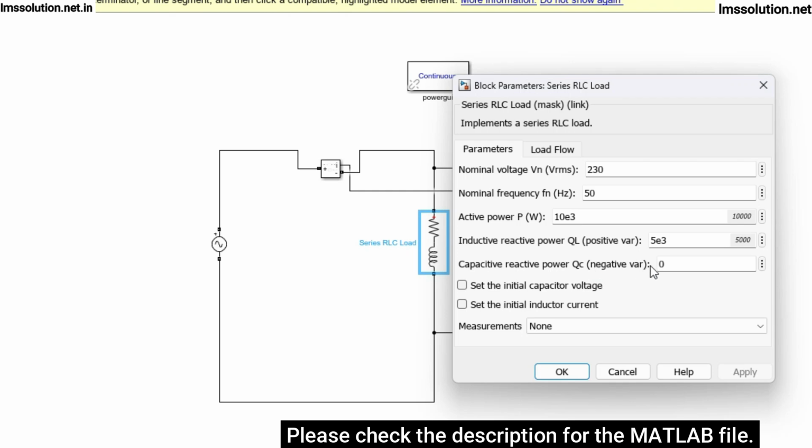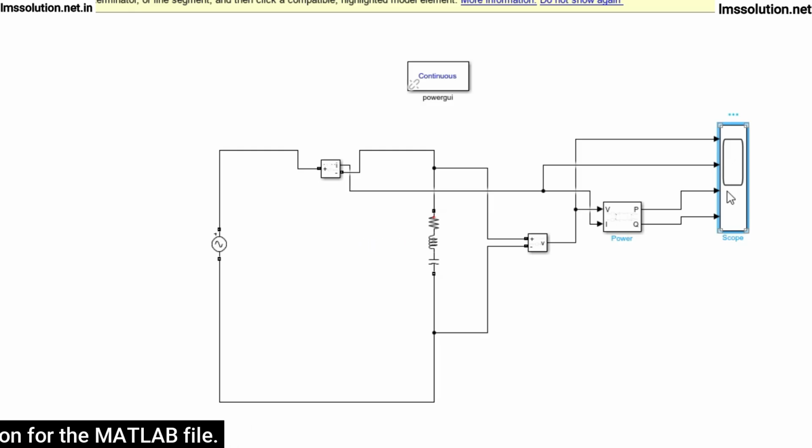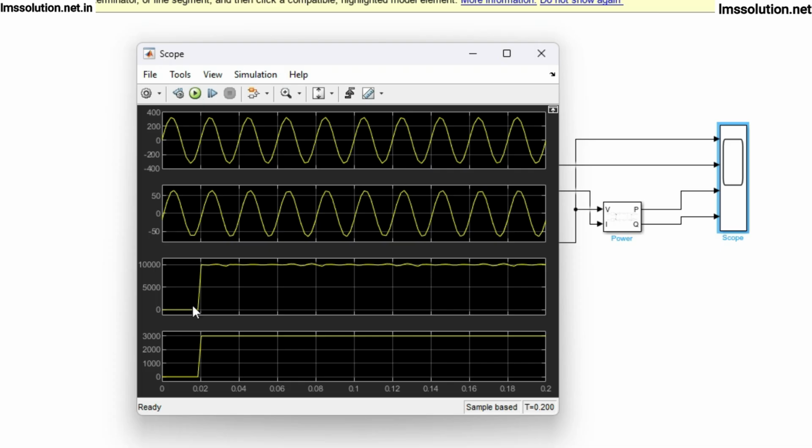So I'm going to add capacitive reactive power of around 2 e power 3, and then we will check the result. So now you see that total reactive power comes to 3 kilowatt, because inductive reactive power and capacitive reactive power are opposite in nature. Inductive reactive power is 5 kilowatt, and here we are adding 2 kilowatt of capacitive reactive power. So what happened? 2 kilowatt will be nullified, and the balance is only 3 kilowatt. But real power is maintained as it is.